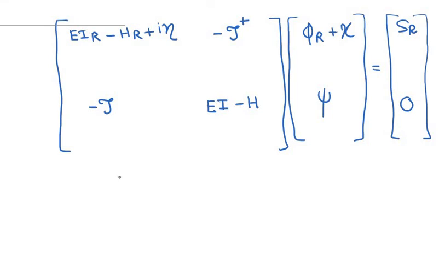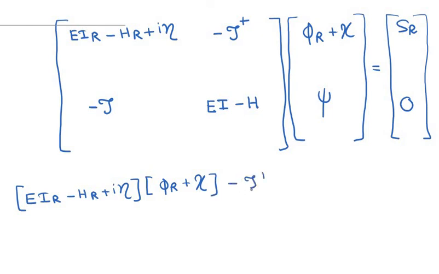Okay, so this first equation basically becomes [EIR minus HR plus I eta] (this is a matrix, so I should put matrix notation here) Psi r plus x minus tau dagger (this is also a matrix) Psi is equal to SR, SR is also a matrix. Okay, so this is basically the first equation over here.